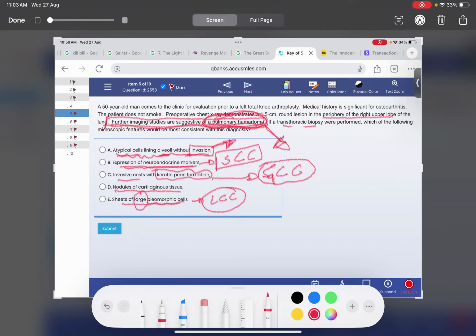And it is typically seen in adenocarcinoma in situ.